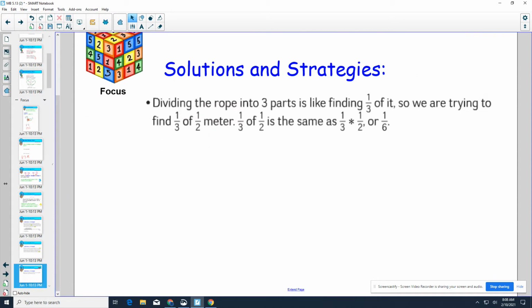A lot of times you won't have those at home though. You could divide the rope into 3 equal parts, like finding 1/3 of it. So we're trying to find 1/3 of a half meter. 1/3 of 1/2 is the same thing as 1/3 times 1/2, or 1/6.